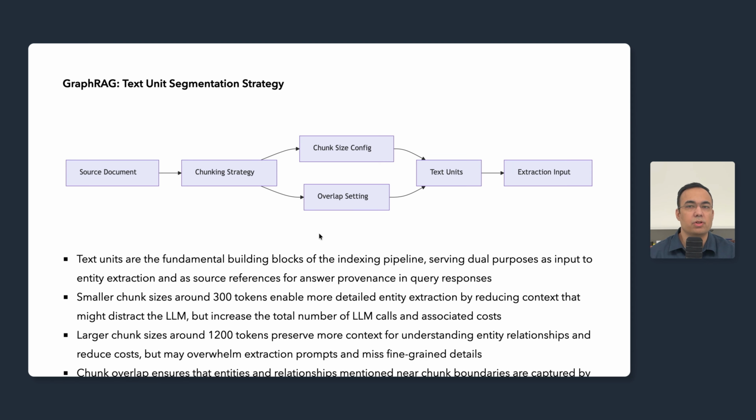In my experience, the choice of chunk size directly impacts both extraction quality and indexing cost. This makes it one of the most important configuration parameters to tune for each specific use case and domain. I recommend starting with the default settings and then experimenting with smaller chunks if you find that important entities are being missed. Now let's look at how entity and relationship extraction actually works.